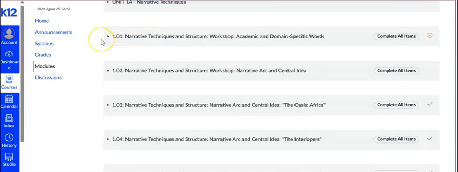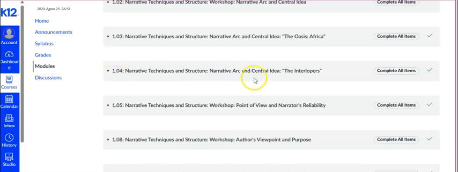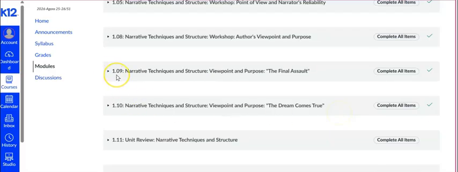So then we have our lesson modules. 1.01, Narrative Techniques and Structure Workshop, Academic and Domain-Specific Words. 1.02, Workshop, Narrative Arc and Central Idea. 1.03, Narrative Arc and Central Idea, the Oasis Africa. 1.04, Narrative Arc and Central Idea, the Interlopers. 1.05, Workshop, Point of View and Narrator's Reliability. 1.08, Workshop, Author's Viewpoint and Purpose. 1.09, Viewpoint and Purpose, The Final Assault. 1.10, Viewpoint and Purpose, The Dream Comes True.